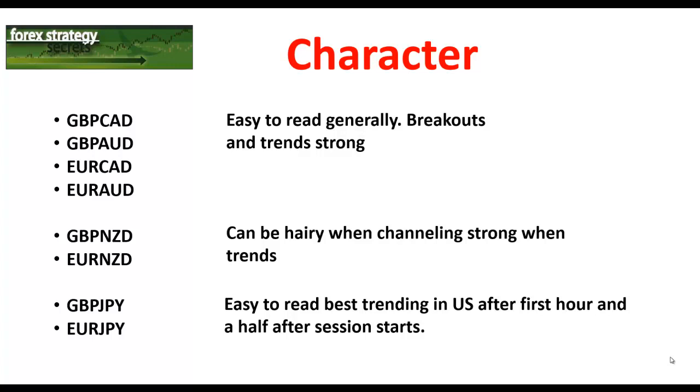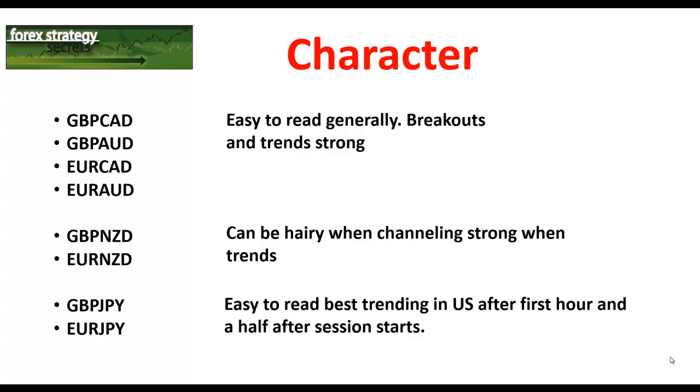Characteristics of the pairs overall: the pound CAD, pound Aussie, euro CAD, and euro Aussie are easy to read in general. The breakouts and trends are really strong. The pound New Zealand and euro New Zealand can be a little bit hairy when they're channeling, but strong when they trend. And the pound yen and euro yen are easy to read.